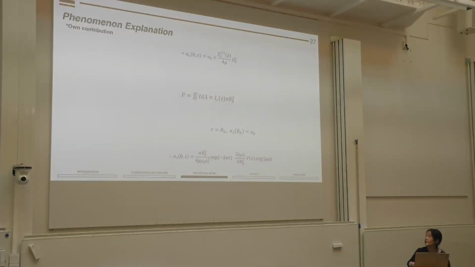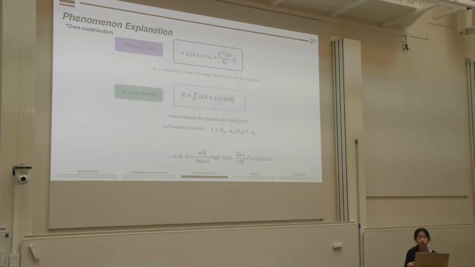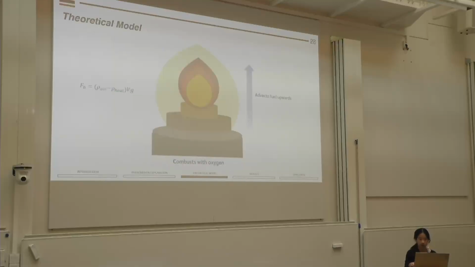For our phenomenon explanation, we then calculated the streaming force from the acoustic streaming, and by utilizing the acoustic intensity equation, we can further integrate the equation and multiply by r to find the wind streaming velocity. And as we know, if fire comes out, the density near the fire is much less than the density of the air, therefore inducing a buoyancy force and vectoring the fuel upwards.